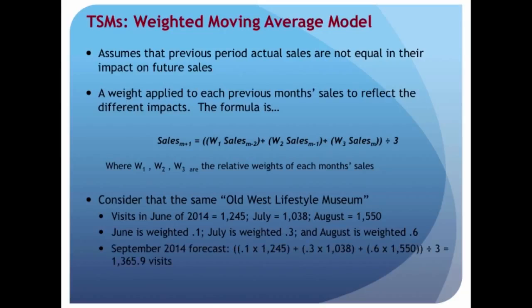The September 2014 forecast was computed as 0.1 times 1,245 plus 0.3 times 1,038 plus 0.6 times 1,550, all divided by 3, which equaled 1,365.9 visits. The September forecast under the weighted moving average model is higher than the moving average model because more weight was given to the month of August, which had higher visitation than June or July. The student should carefully review the more detailed section on the weighted moving average model in Chapter 6 of the course textbook, including explanation of terms, the approach of the model, and the figures illustrating its application and computation.